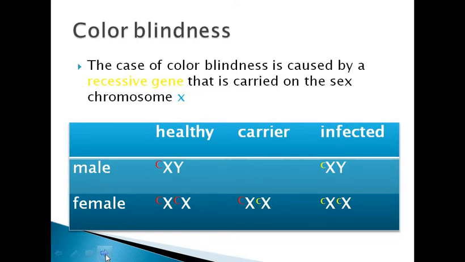What about the infected one? The infected male carries the recessive gene on the X chromosome, and only one gene is enough for the character to appear, while the female carries two recessive genes, and for this character to be presented in the female it needs the presence of the two recessive genes. What about the carrier? The carrier state is present in the female only because the female carries two genes, and this is a hybrid one, where she has a dominant gene and a recessive gene. Each gene is carried on an X chromosome.